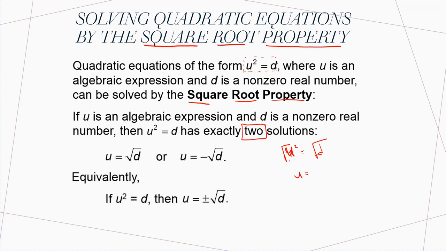Now, what happens is when you use the square root to solve here, you get 2 solutions. Okay, you get u is equal to the positive square root of d, or u is equal to negative the square root of d. Equivalently, you'll see it as u squared is equal to d. Then when I solve with the square root, u is equal to plus or minus the square root of d. All right, so I'm going to work a very, very simple one here, check it for you and show you that it works. And then I'll work some other problems of varying difficulty showing you how to use this square root property.